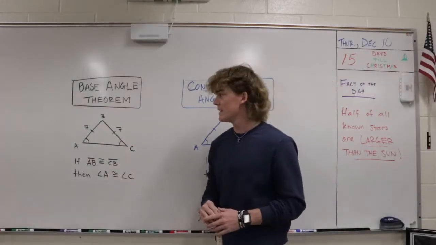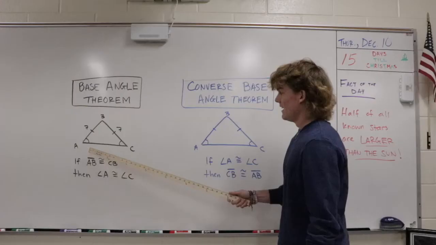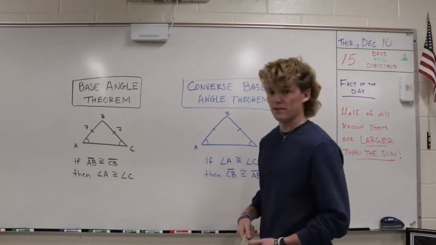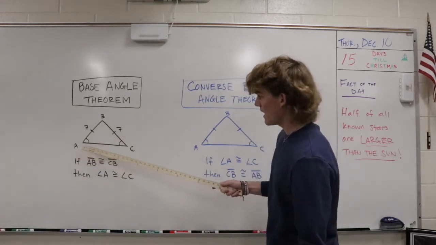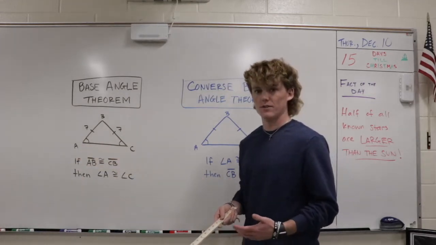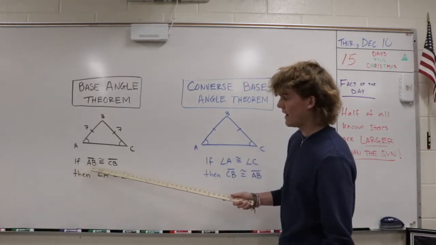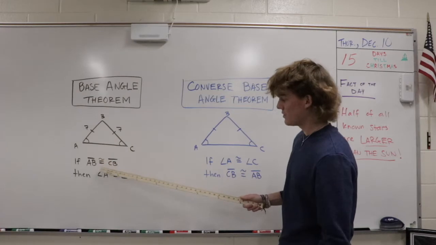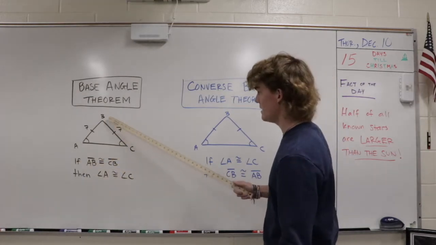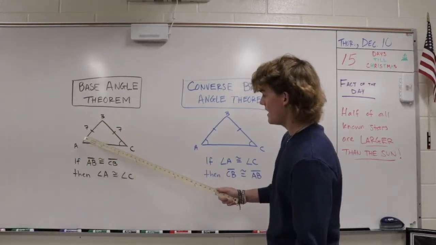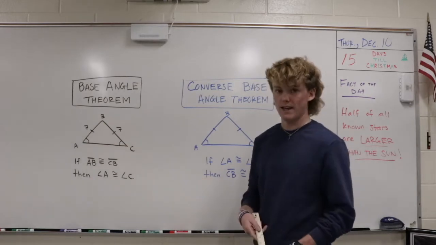Let's do it. All right, first really exciting theorem to go over today is the base angle theorem. If I have two sides that are the same length, the angles at which they start are also the same. They're congruent. So what we see here right now is if line AB is congruent to line CB, then angle A and angle C are the same.